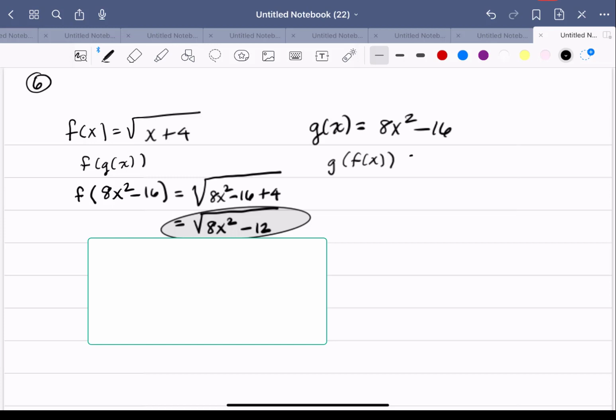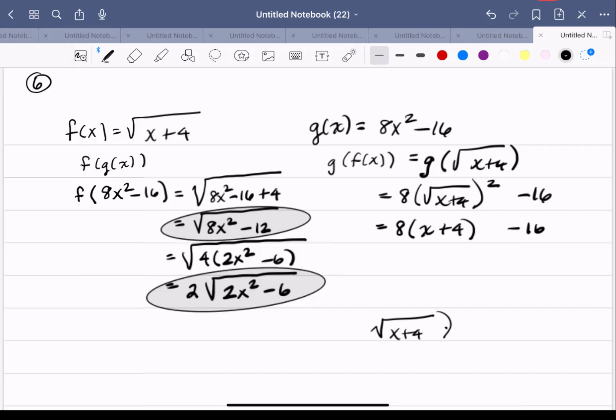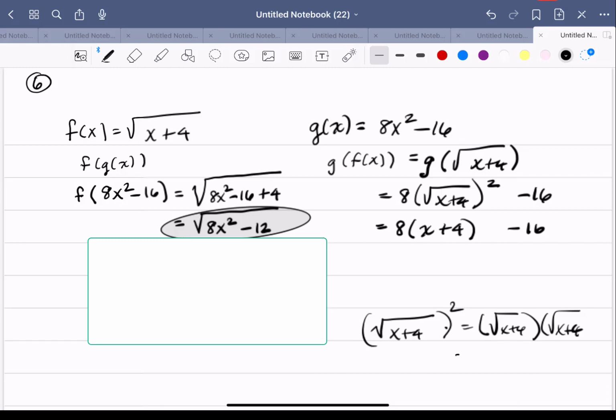For g of f of x, inside of g, I need to put the square root of x plus 4. So 8 times the square root of x plus 4 squared minus 16. Anytime you square a square root, it just removes the square root. Okay, because the square root of x plus 4 squared is the square root of x plus 4 times the square root of x plus 4, which is the square root of x plus 4 squared.